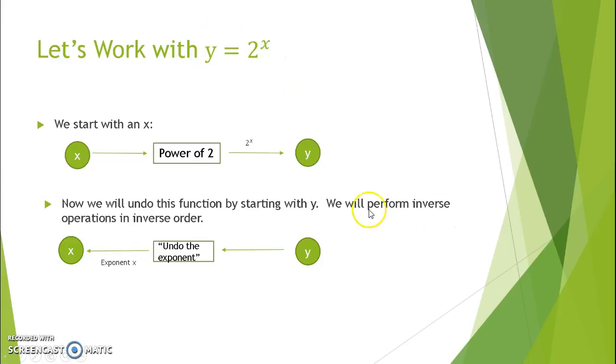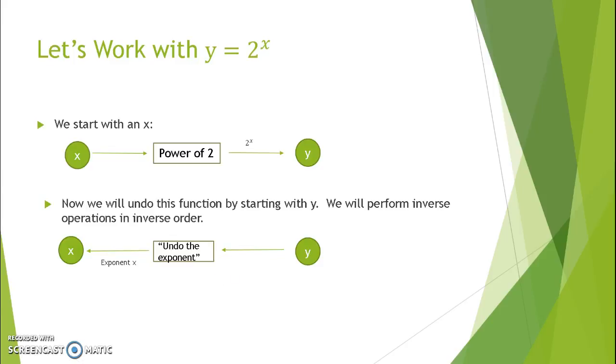Now what we're going to do basically is that we're going to undo this function by starting with y, right? We will perform the inverse operation in inverse order, right? So we have the y, and we're going to undo the exponent, right? And then we're going to get x, which is the exponent, right? So what is this undoing of the exponent? Well, this undoing of the exponent is what is called the logarithm, right?